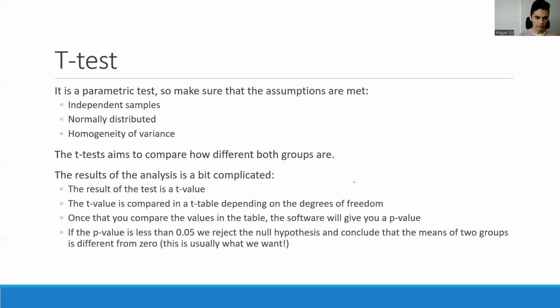So the t-test is a parametric test. So we need to be sure that the samples are independent, like the groups are independent, that they are normally distributed, and that there is homogeneity of variance. So make sure, you can graph it to check if they are normally distributed, that the variance is not that crazy, either 0 or super large, and that both samples are independent.